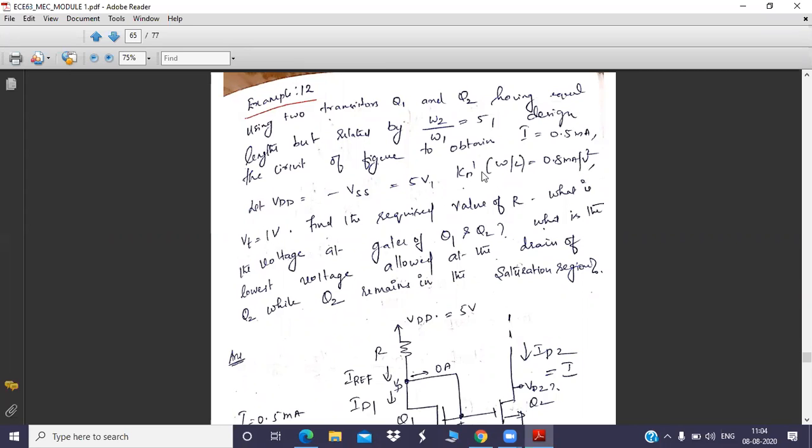Since this is an NMOSFET, it is given K'n W by L. What is W by L? W by L is known as the aspect ratio. Channel width to length ratio is otherwise known as the aspect ratio. In the last class, we have gone through that.